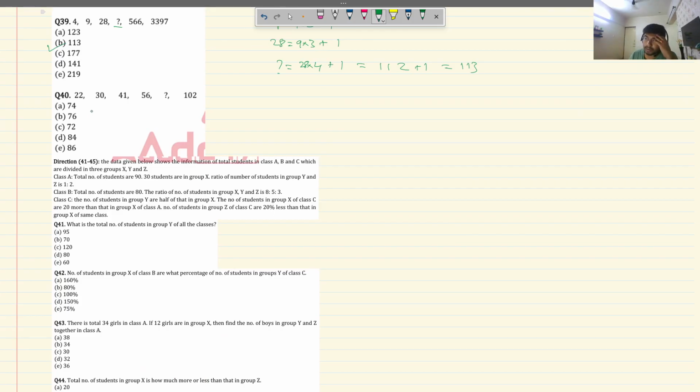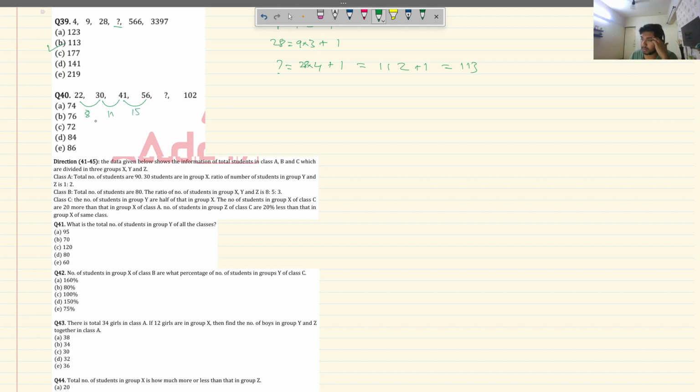Okay, not very big numbers or big jumps. Let's just take the consecutive difference first. Since we have small numbers, it won't take much time to calculate the consecutive difference. So 30 minus 22 is 8, 41 minus 30 is 11, 56 minus 41 is 15.